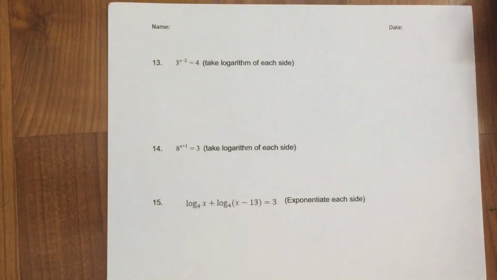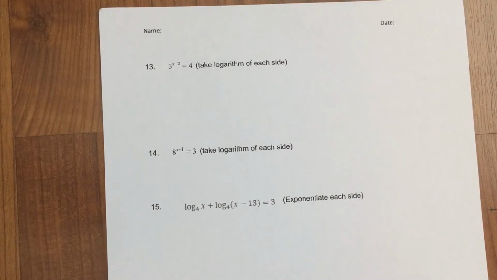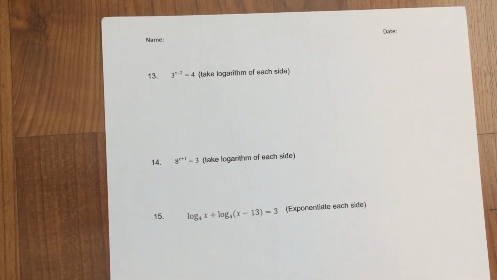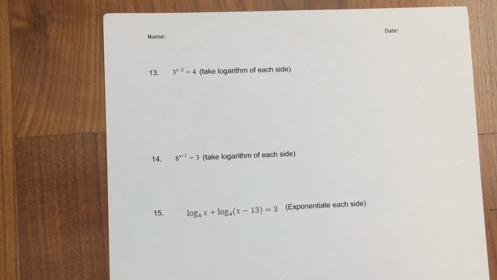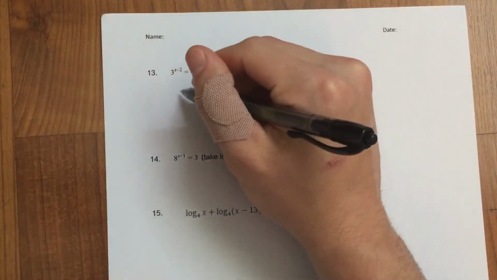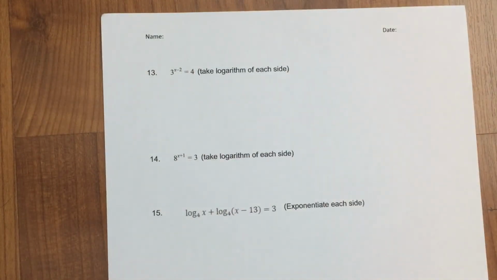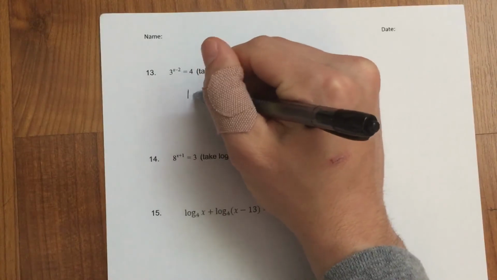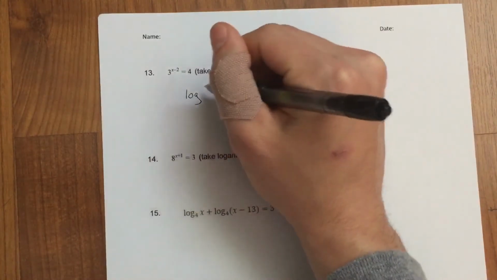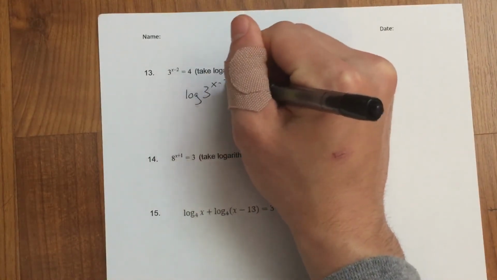Now, this next one is going to involve a little bit of rounding because we're not going to get an exact answer. Okay, so we want to take the logarithm of each side. We're going to take the log of each side of the problem. Now, why are we taking the log of each side? Let me explain that real quick after I write it down.